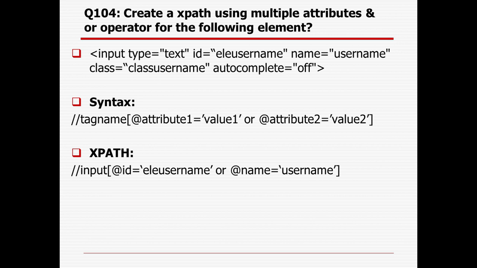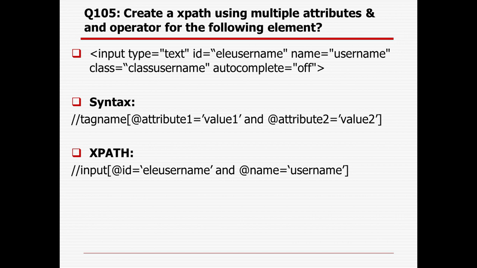So obviously we should prefer different attributes using the OR operator. Double slash tag name, attribute 1 equal to value 1 or attribute 2 equal to value 2. In case any one attribute value gets changed but the other is constant, it will still highlight the element, and all the operations you perform will be successful because no such element exception will not be triggered. So here, double slash tag name is input, and ID is ele username or name equal to username. That's how you can create the right XPath using multiple attributes and the OR operator.